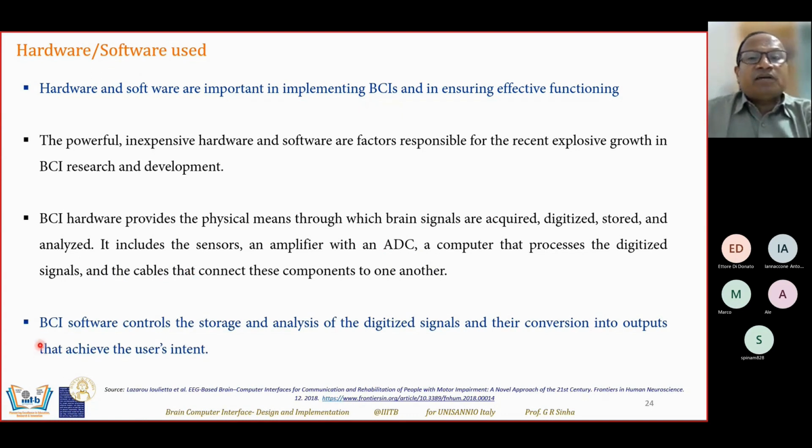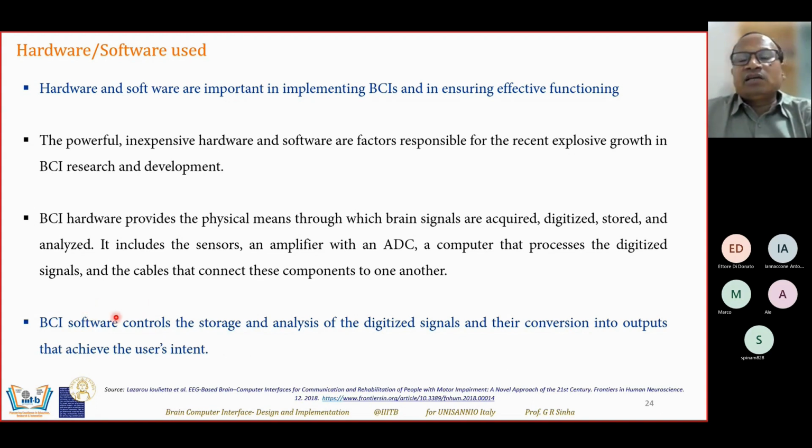Software, what is the role of software? You know what the role of software is. Here also it controls the storage and analysis of digitized signals. Finally, your ADC has converted your signal, the brain signal, into digital form. So it has to be stored, analyzed, and processed by using suitable software. The conversion into suitable commands as per the intent of a user will be done by the software.